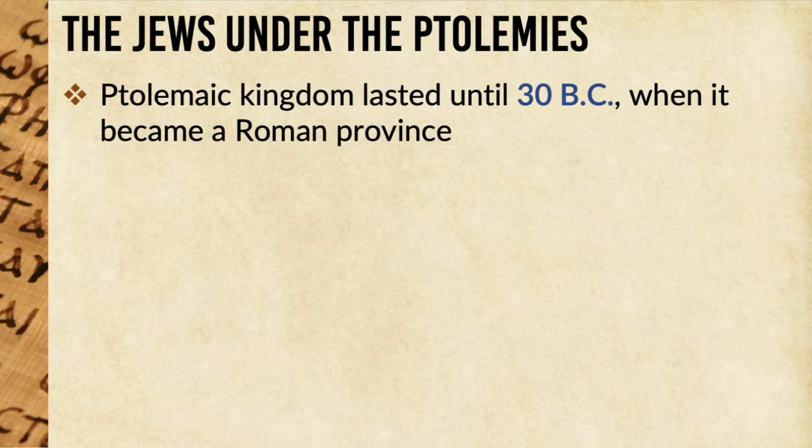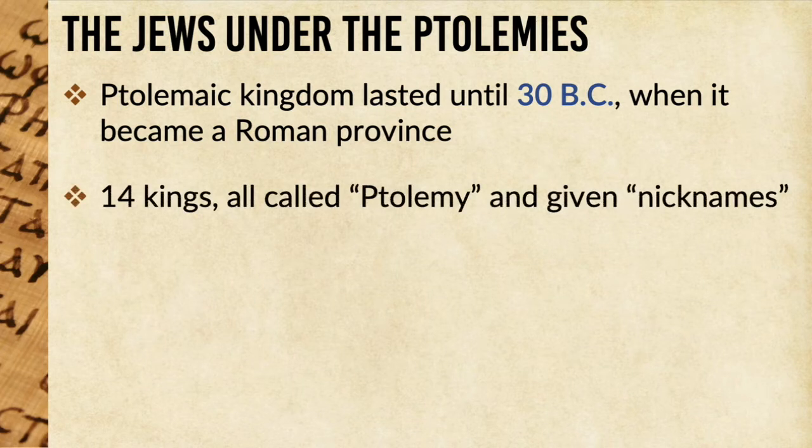So it lasts until 30 BC when it becomes a Roman province. There were 14 kings in this dynasty. They were all called Ptolemy. But then they were given nicknames. So every one of these kings is called Ptolemy and then some other name after that.